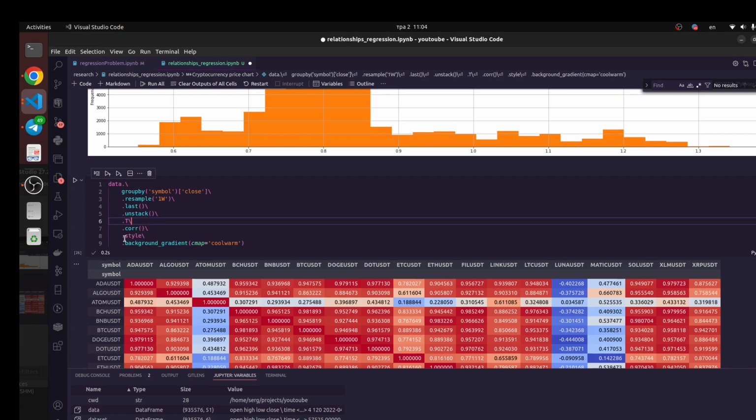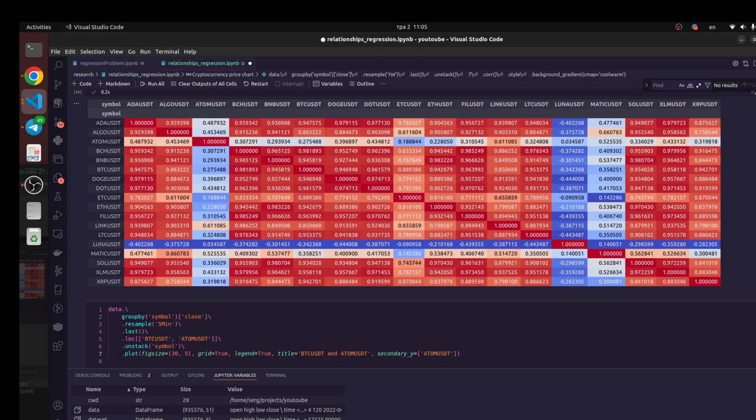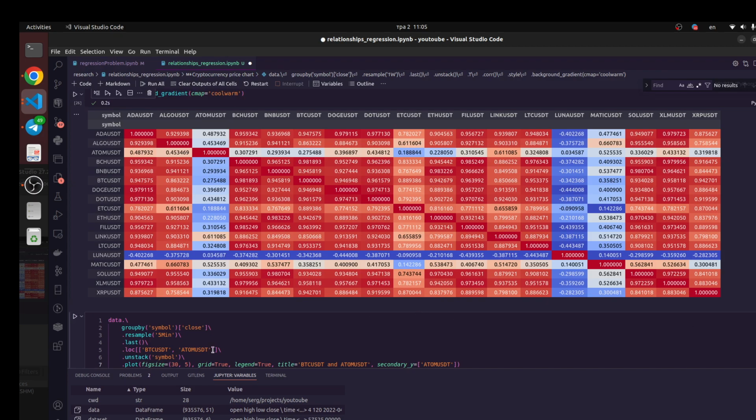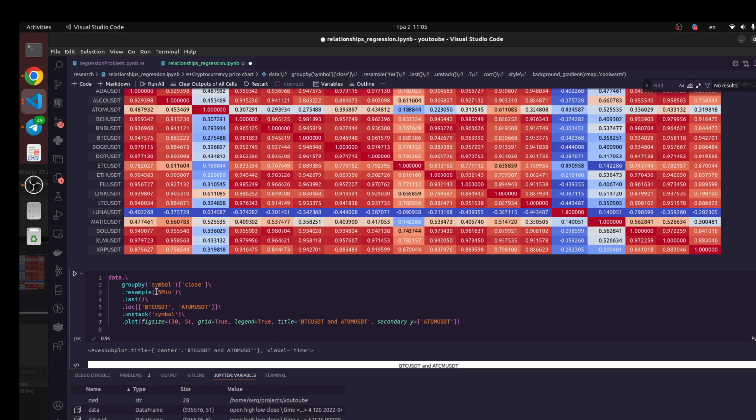Next, we apply this style and background gradient to make the display of this data set more beautiful. Okay, so let's look at this information. I'm going to check, for example, Bitcoin USDT and how it works with Atom USDT, because we have some uncorrelated data. What we need to do is group by symbol, resample 5 minutes, take the last, Bitcoin USDT, and take a sub index of this time series.